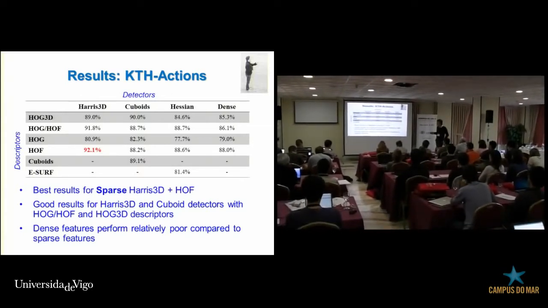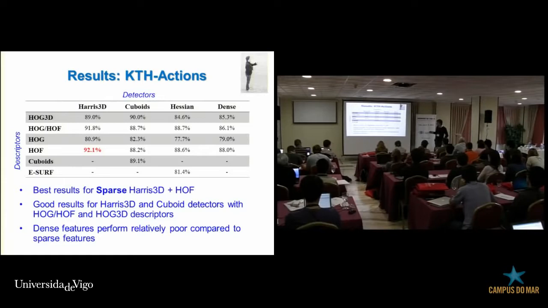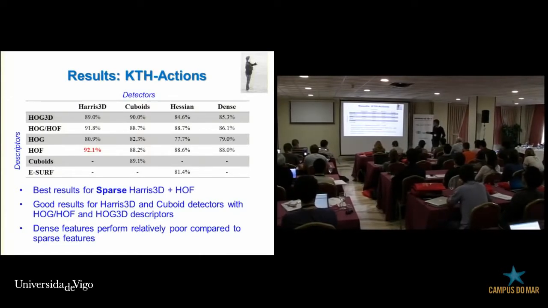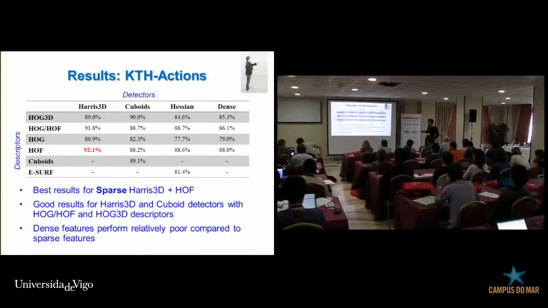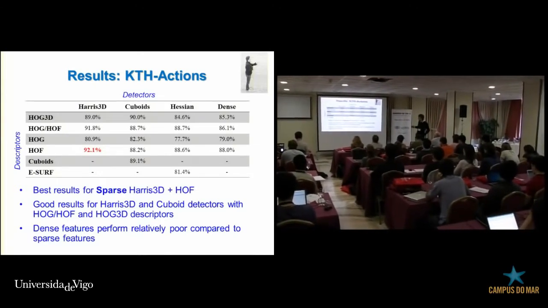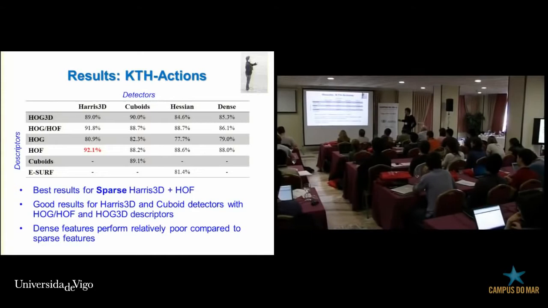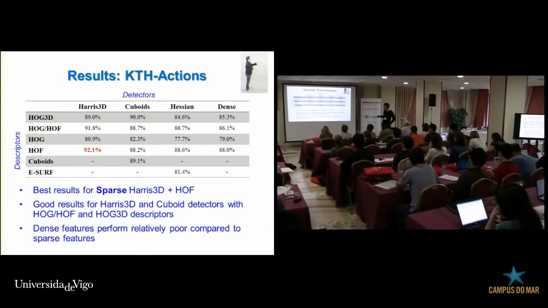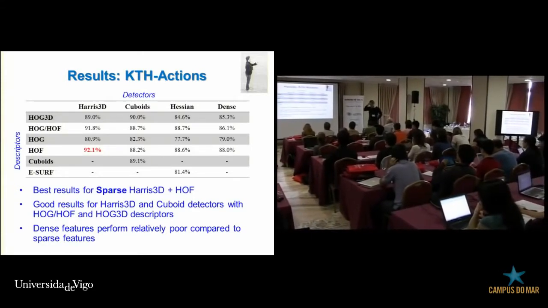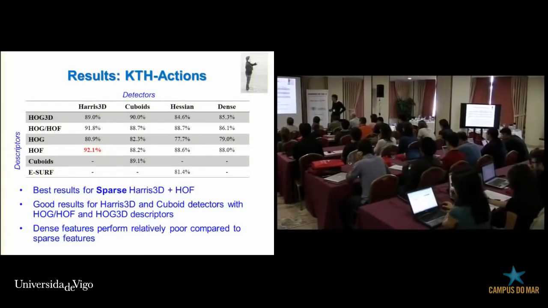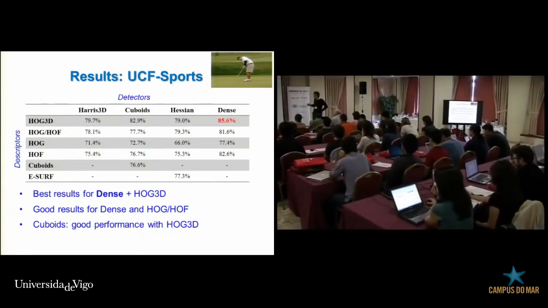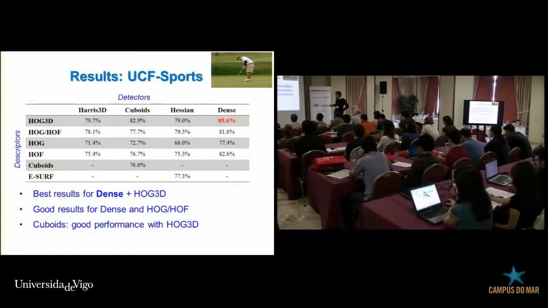Otherwise, HOG3D was slightly worse than optical flow histograms. In terms of detectors, Harris 3D was better here, but maybe the differences were not so drastic, maybe a few percent. So this suggests maybe, conclusions later. For now, going to more complex datasets, the results were different.